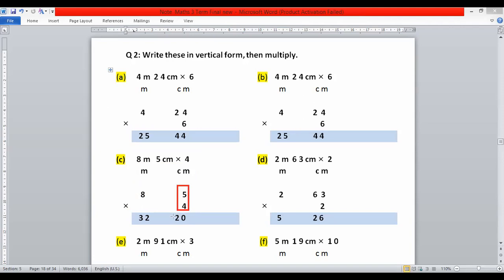4 fives are 20. So there is no carry. We will just write 20 here. Students, remember that in multiplication of meter and centimeter, we take the carry when we get the 3 digit, when we get the answer more than 100.